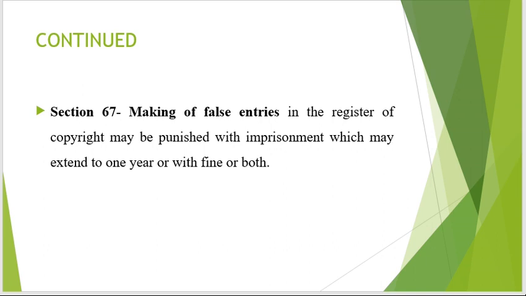So whenever any copyright is being given, that particular copyright protection, the term of copyright, and the name of the owner of the copyright are written down in a register, that is the register of copyright. So if anybody is caught making false entries in that register, he may be punished with imprisonment that may extend to 1 year or with fine or both.